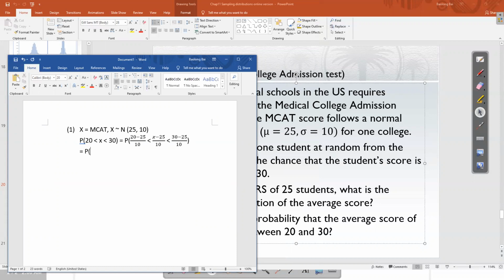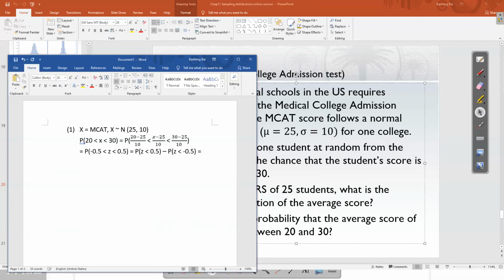In the middle it becomes z, and on each side we can calculate the number. 20 minus 25 is negative 5, divided by 10, is negative 0.5. In the middle becomes z, and on the right-hand side it is positive 0.5. So this is now a z event and we can look up the probability. It will be the probability of z less than positive 0.5 minus the probability of z less than negative 0.5. If you're confused about this, you can watch the chapter 3, part 1 video, where we explain why we change it this way using the density curves.